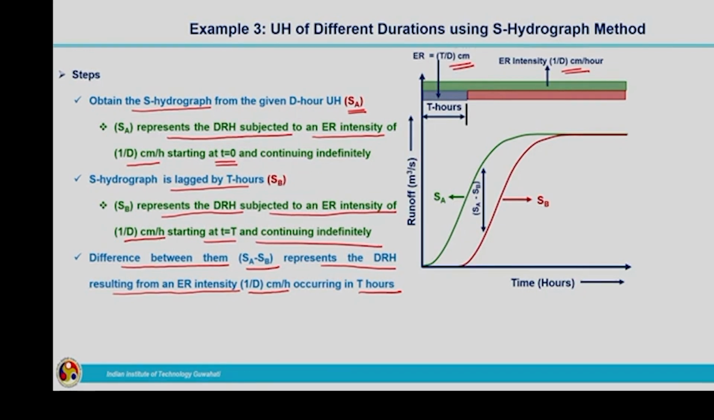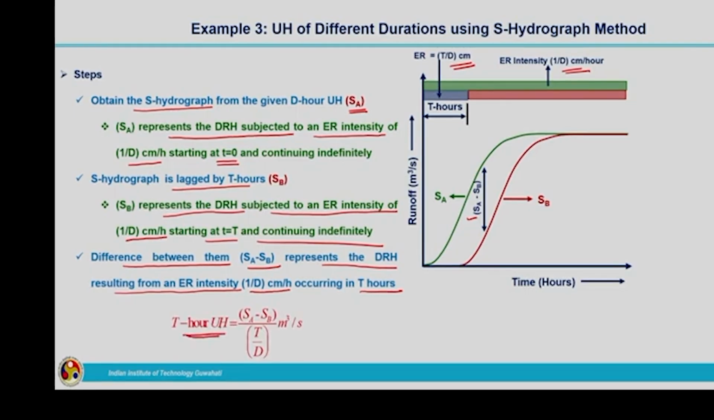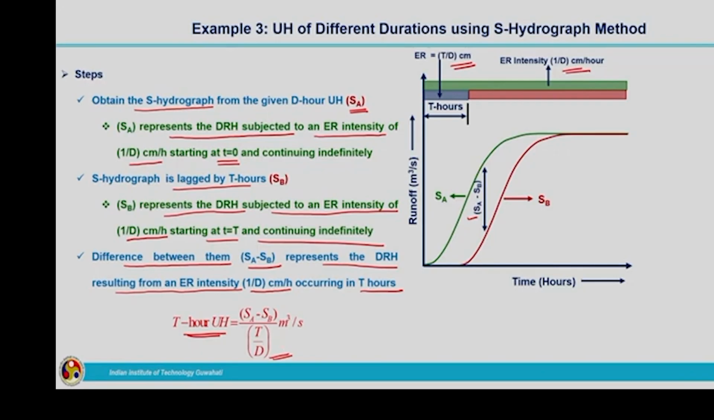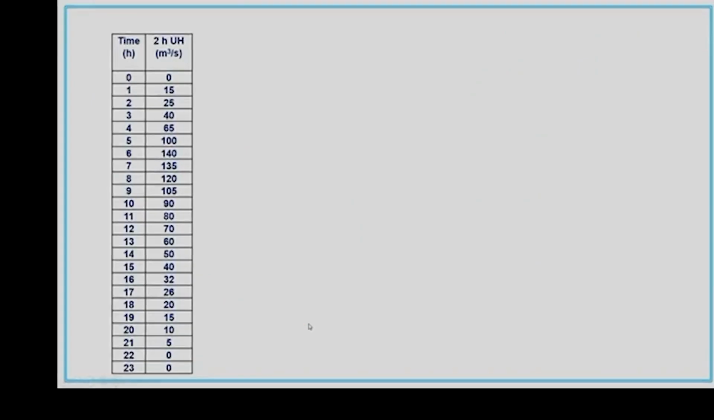Now, for getting the unit hydrograph corresponding to T by d centimeters of effective rainfall, what we will be doing? We will be dividing this SA minus SB by T by d. So, the T-hour unit hydrograph is obtained by using this formula, SA minus SB divided by T by d. Again, the ordinates will be in meter cube per second. These are the steps to be followed while deriving the unit hydrograph having different duration than that of the given duration. Now, we can start solving the example.